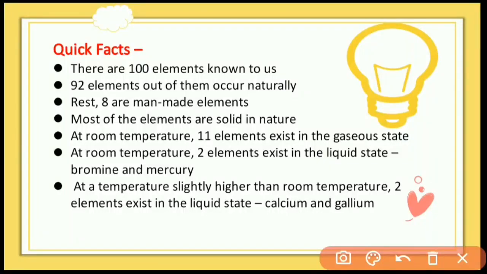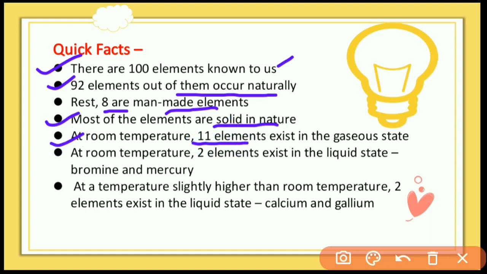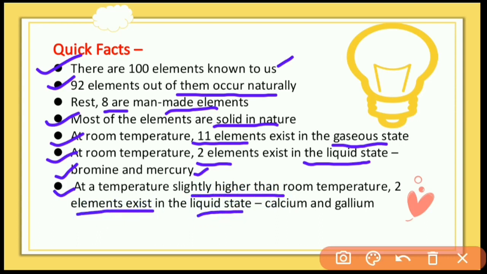Some quick facts: there are 100 elements known to us. 92 of them occur naturally, and the remaining 8 are man-made elements. Most of the elements are solid in nature. At room temperature, 11 elements exist in the gaseous state. At room temperature, 2 elements exist in the liquid state: one is bromine, which is a non-metal, and the second is mercury, which is a metal. At a temperature slightly higher than room temperature, 2 elements exist in the liquid state, that is calcium and gallium.